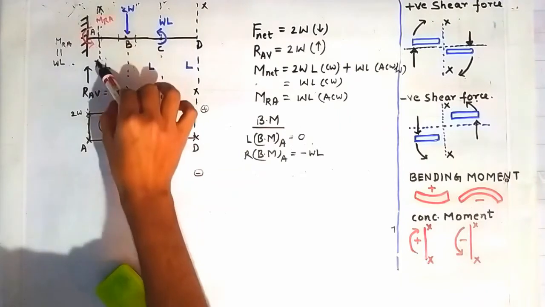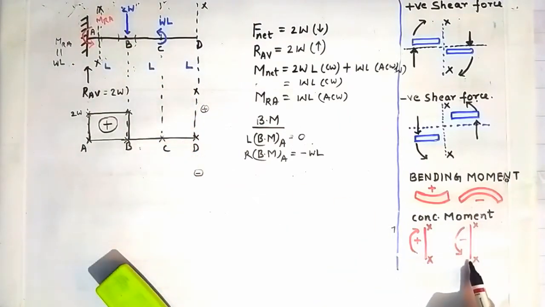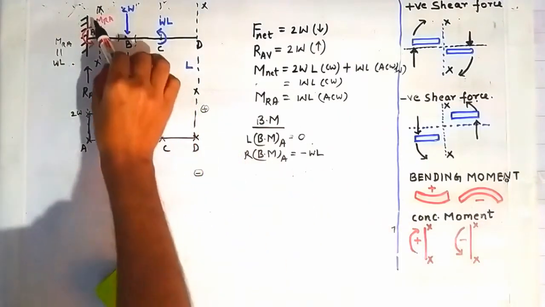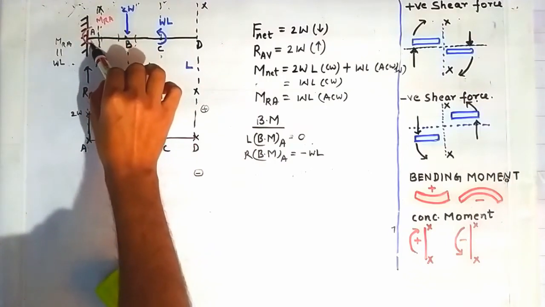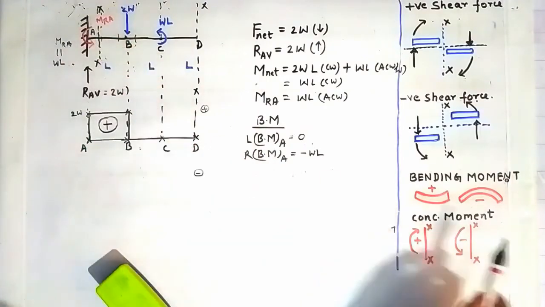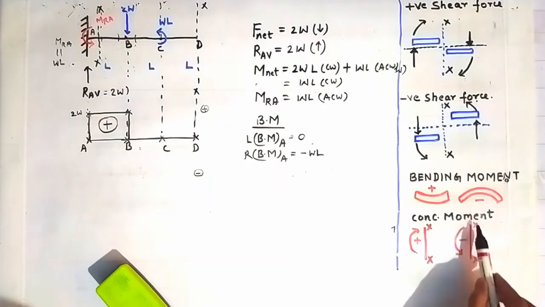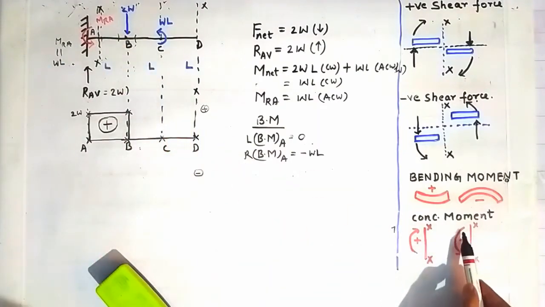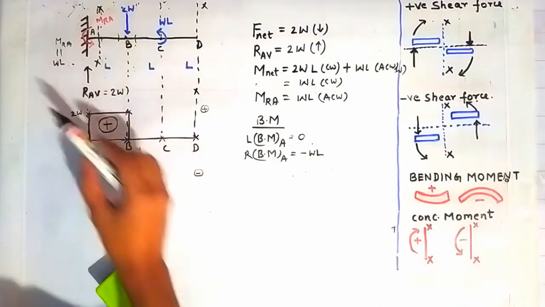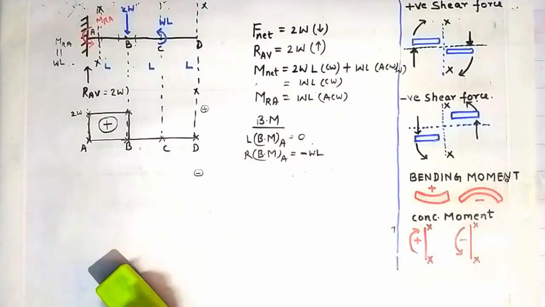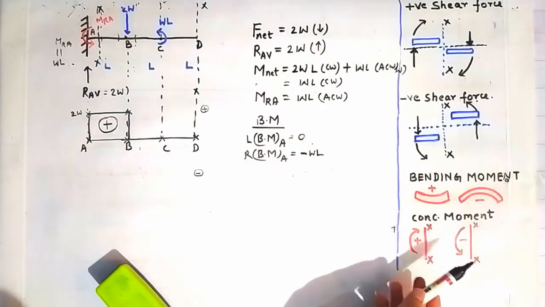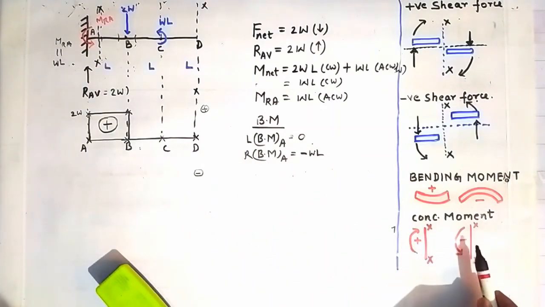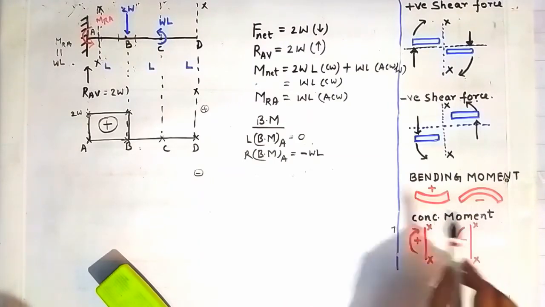So this is our section XX, and according to the sign convention, this moment is acting on the left side of this section XX, and it is going in anti-clockwise direction. So it will be treated as negative. That's why the negative sign appears here. We will use a similar sign convention, this one for positive moment and this one for negative moment, for all the moments which are lying on the LHS of this section XX.